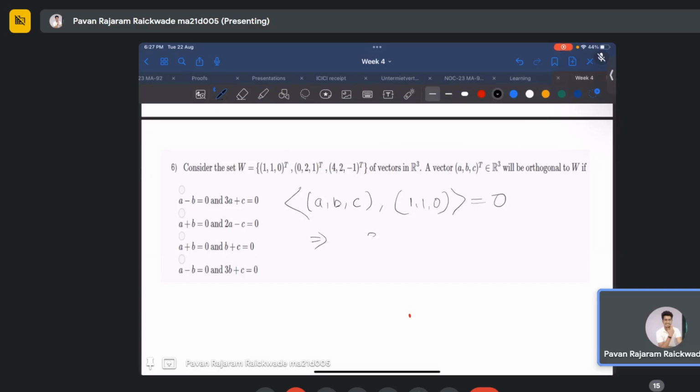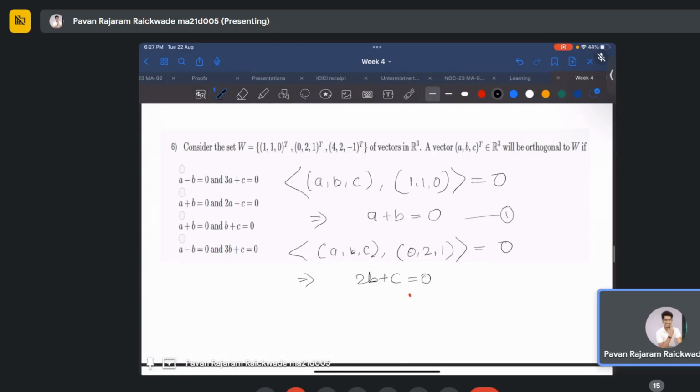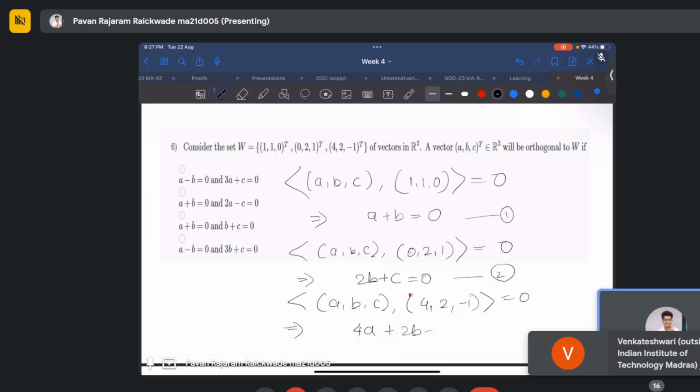The inner product with the first has to be 0. By this you will get the condition A plus B has to be 0. Then you equate the inner product with the second element to 0. By this you get the condition 2B plus C is 0. And you do the same with the third vector. By this you get 4A plus 2B minus C is 0. This is equation number 3.